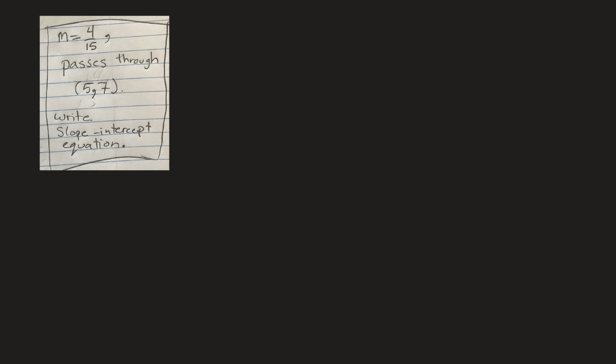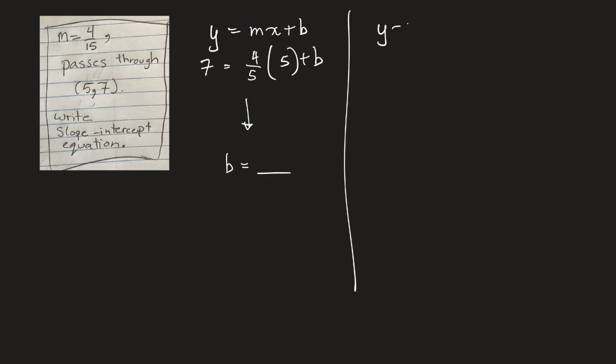Okay, to solve this question, you can do it a couple of different ways. You can just use y equals mx plus b and plug in 4/15 for the slope, and then plug in your x and your y value. And then when you solve this, at the end, you figure out what your y-intercept is. Or you can also use this equation.